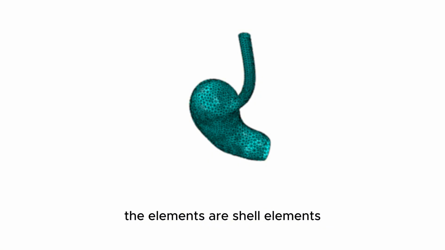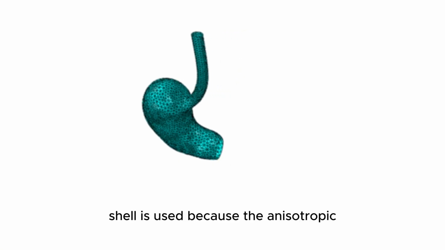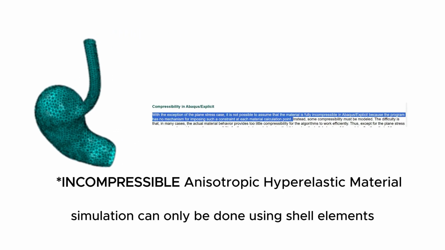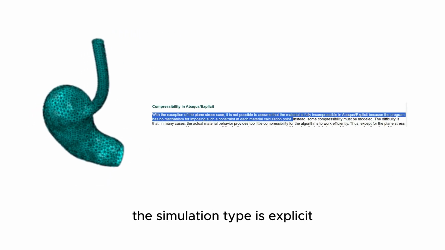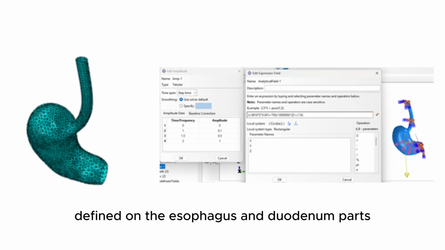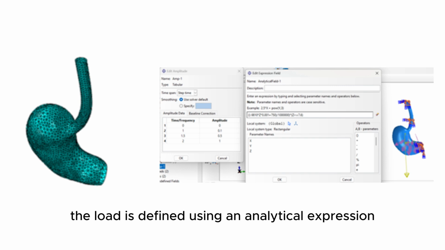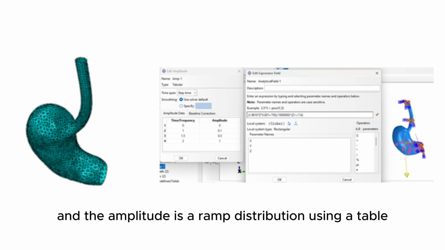The elements are shell elements with initial thickness of 4 mm. Shell is used because the anisotropic hyperelastic simulation can only be done using shell elements. The simulation type is explicit. Fixed boundaries are defined on the esophagus and duodenum parts. The load is defined using an analytical expression, and the amplitude is a ramp distribution using a table.